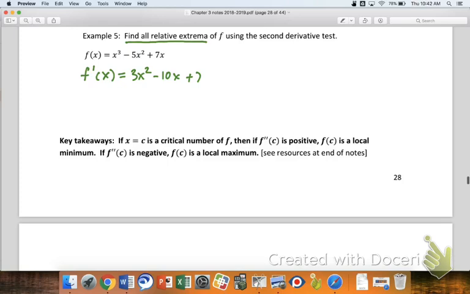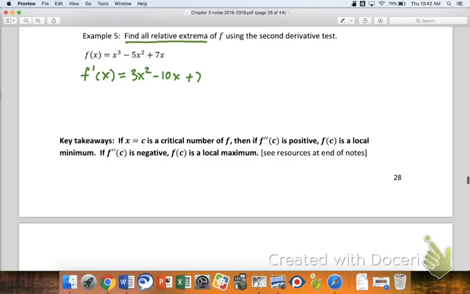That's completely false. Relative extrema come from one place and one place only. Where does f prime equal 0 or DNE? Make sense? No matter which test you're using, you're still finding critical numbers. Critical numbers are still where f prime is 0 or doesn't exist. Okay? So that's what I've set up here.